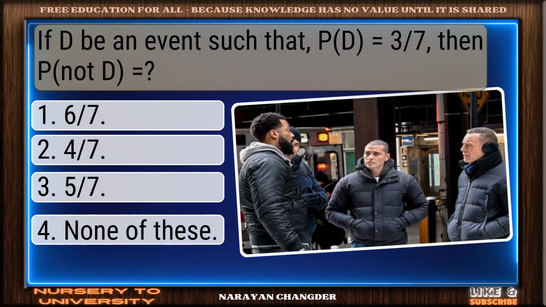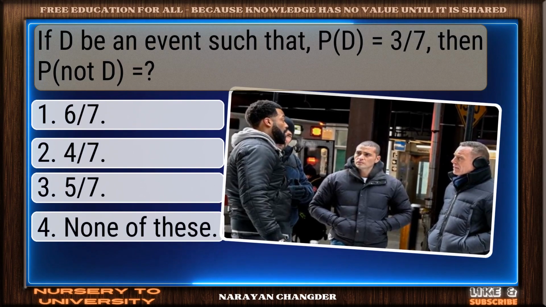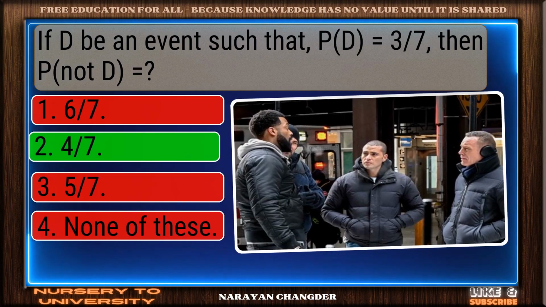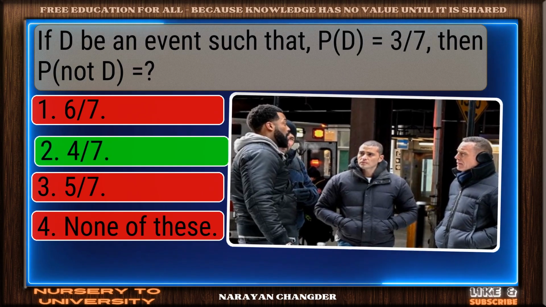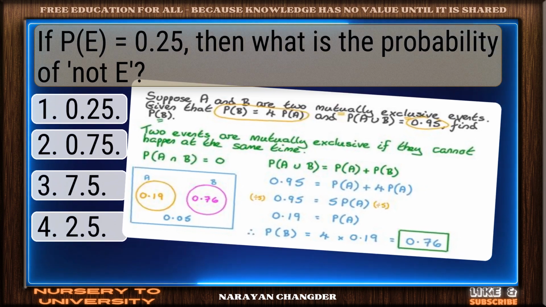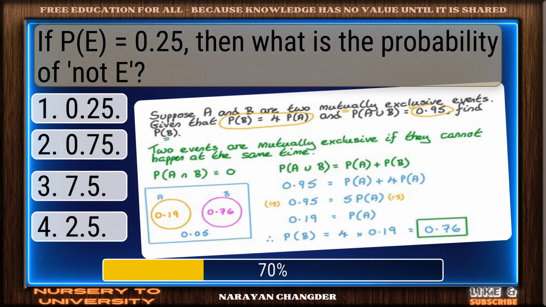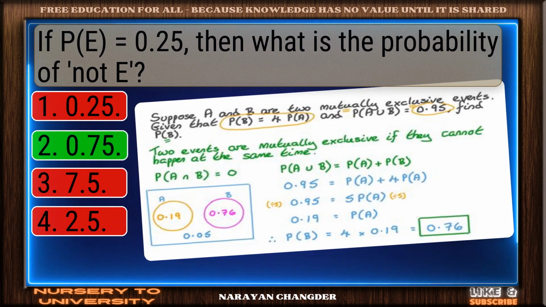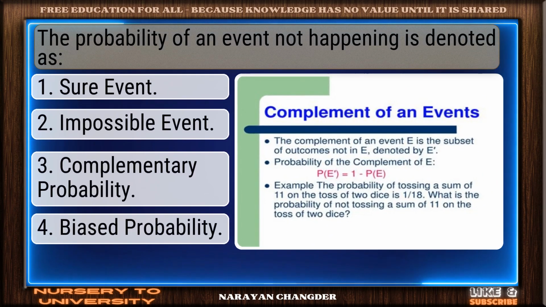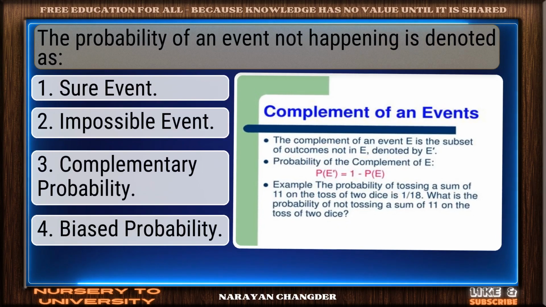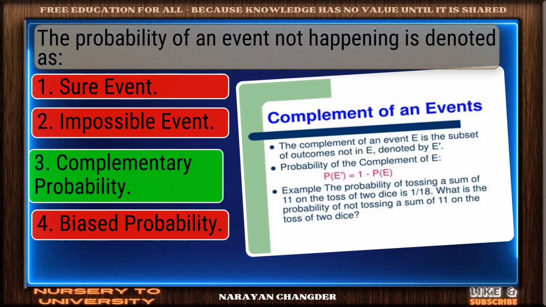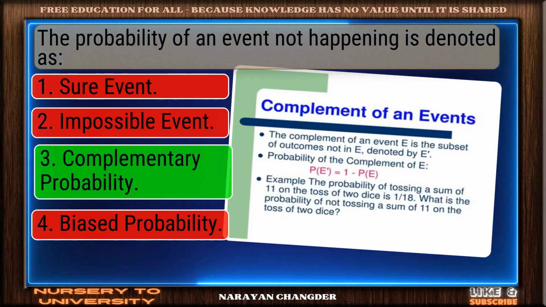If D be an event such that P equal to 3.7, then P equal to. Well reasoned. 4.7 is correct. If P equal to 0.25, then what is the probability of not A? Excellent. 0.75 is well reasoned. The probability of an event not happening is denoted as. Correct. Complementary probability is spot on.